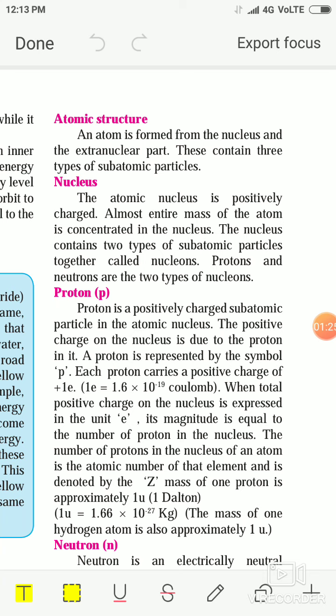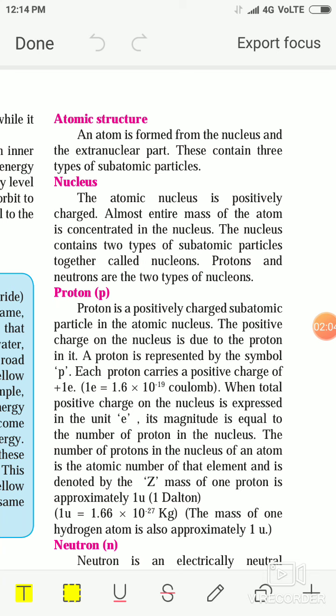Let's see more information about the proton, which is denoted by small p. A proton is a positively charged subatomic particle in the atomic nucleus. The positive charge on the nucleus is due to the protons in it. A proton is represented by the symbol small p. Each proton carries a positive charge of plus 1 electron, which means 1.6 × 10^-19 coulomb.